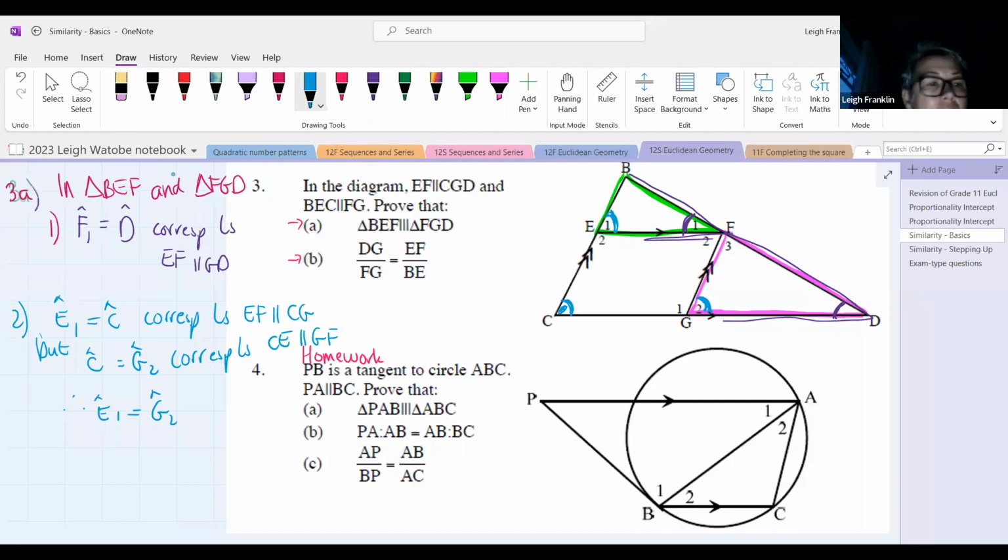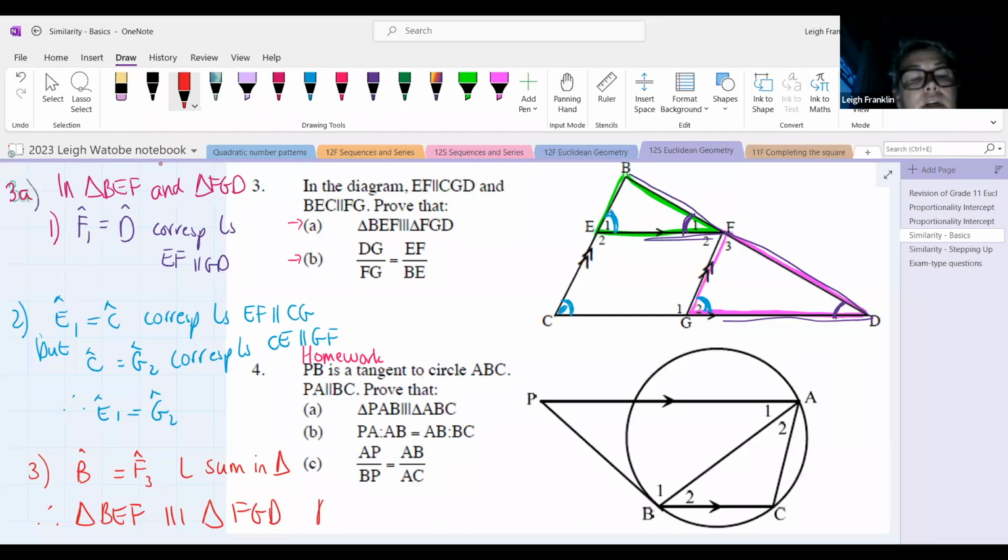So E1 is equal to G2 because they're both equal to the same thing, which is angle C. So now, Katleho, we can go and say, therefore, angle B equals angle F3, and that is because of the angles in a triangle. So therefore, triangle BEF is similar to triangle FGD. Now I see Nolutando, you've got a hand up. You must also write AAA afterwards as well. Go for it, Nolutando.